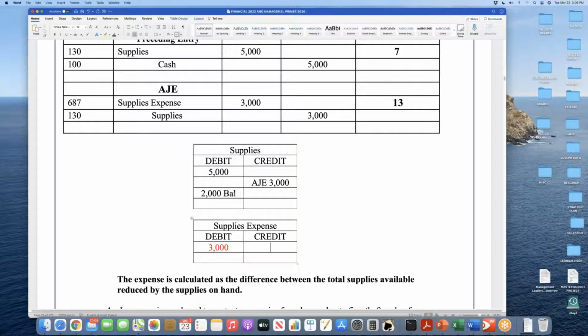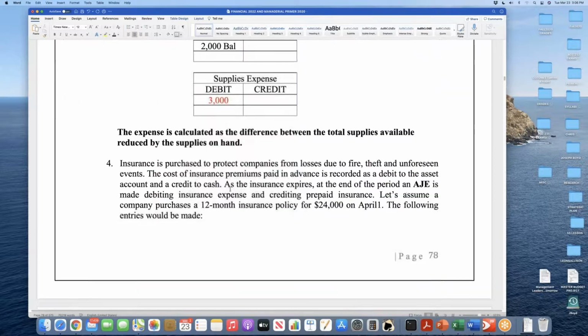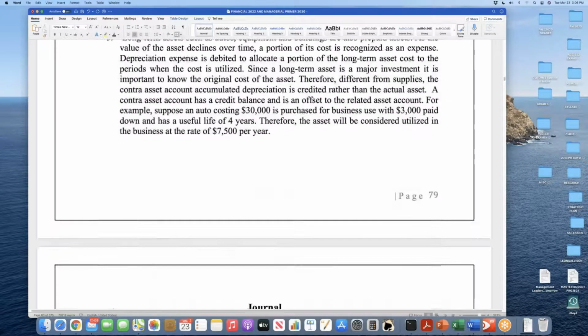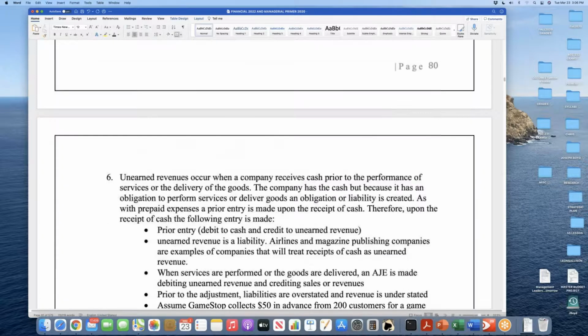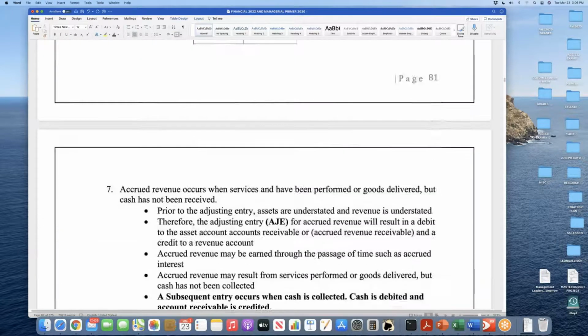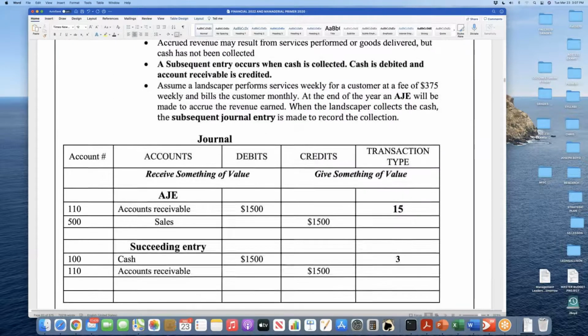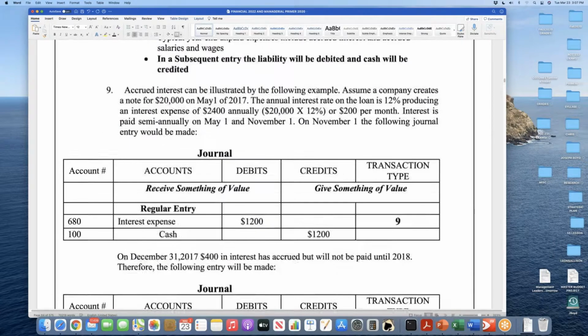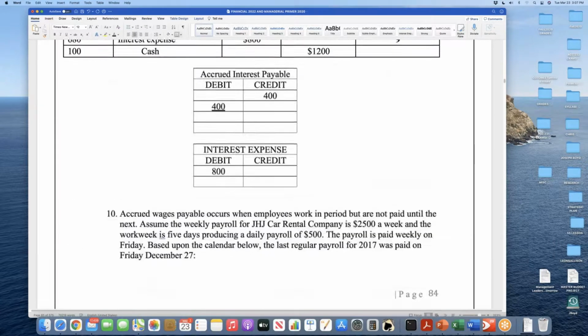Are there any questions? Can we do an example? Pardon? Can we do an example for this one, for supplies? Sure. We would do numerous examples. So let's get to our problems.